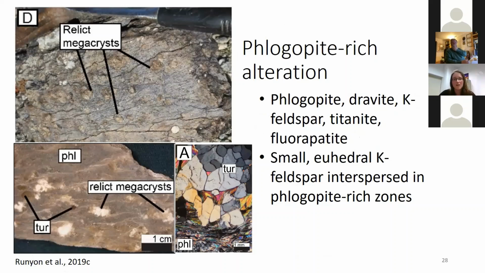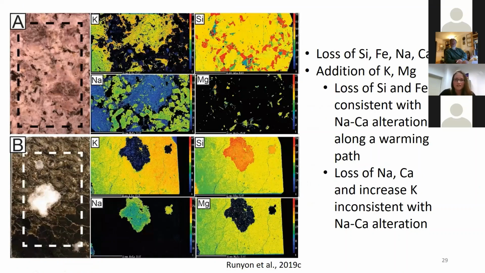Basically, this is almost entirely replaced with phlogopite. All of this brown-gray groundmass is phlogopitic mica. There's a handful of dravitic tourmalines spread throughout, a little bit of K feldspar, I never found one larger than maybe 500 microns, a little bit of titanite, and some fluorapatite. So this is weird, and I just have to show you these beautiful element maps to really drive home the point of this rock got completely messed up.